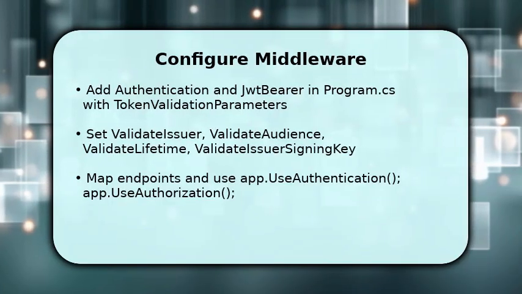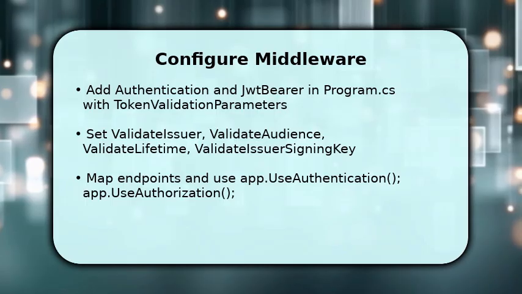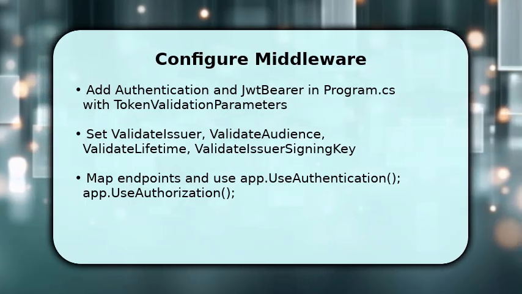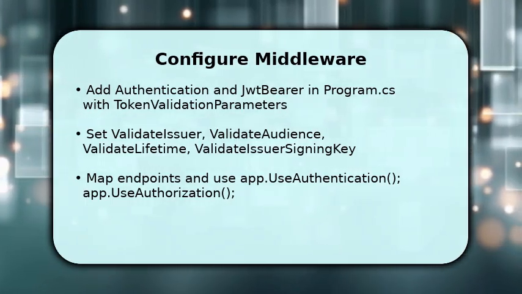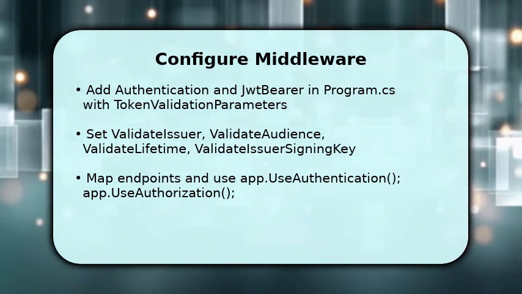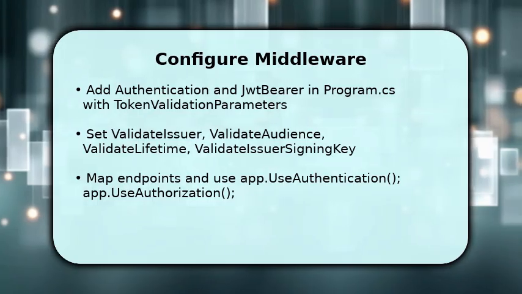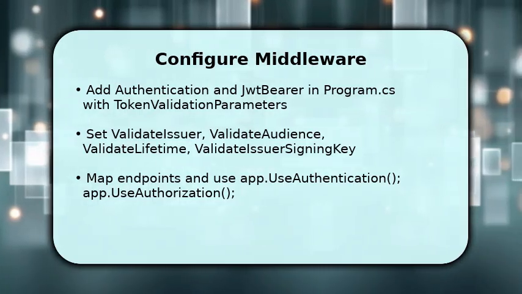Then implement events if you need custom logging or error messages. Once the services are configured, add app.UseAuthentication and app.UseAuthorization in the correct order before mapping protected endpoints. Make sure endpoints have Authorize or RequireAuthorization policies so validation actually runs.